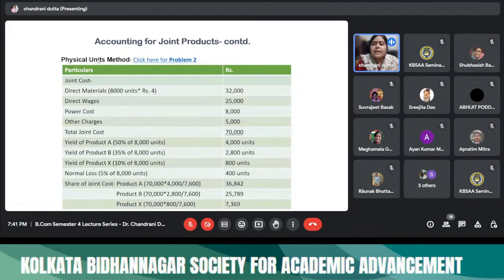Okay, weight we mainly use. When we use weight, it can be expressed in terms of kg, liters, tons, gallons. Okay, so we are choosing one physical factor. Based on that, we are distributing the joint cost. Okay, now here there is an issue that you have to understand, and what is that?